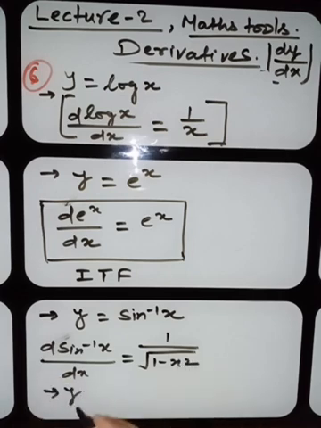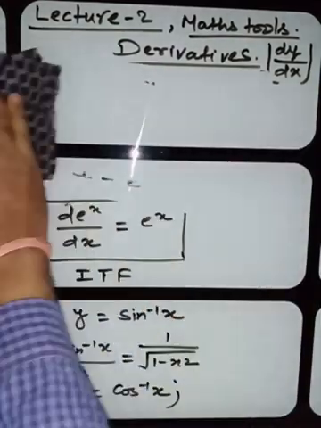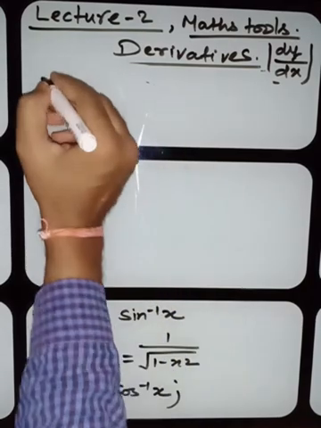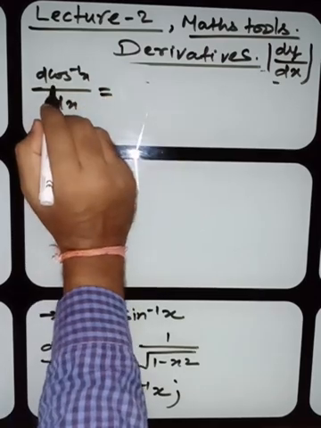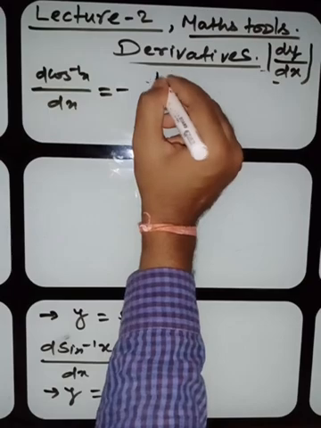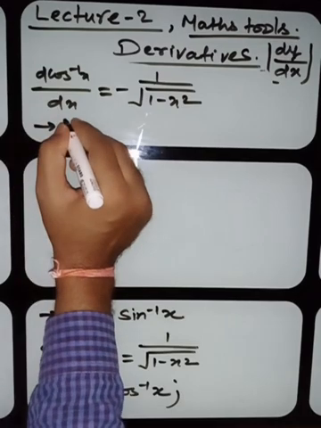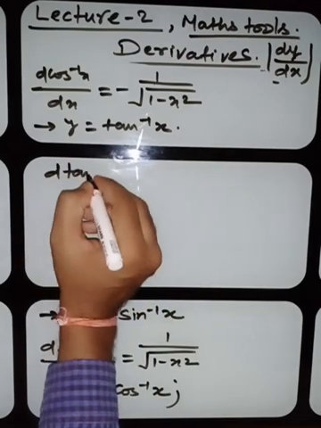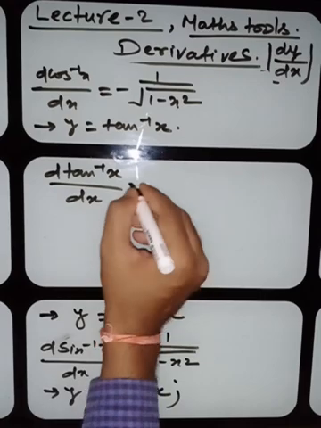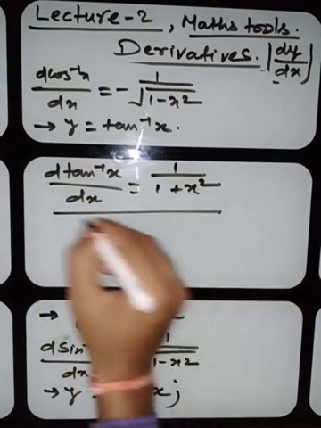The second, y equals cos inverse x. So the formula will be, here I'm writing, d cos inverse x by dx. This is starting with the co, again it will be sine and the same formula, minus 1 by root under 1 minus x square. Now third one, if y is equal to tan inverse x, then d tan inverse x by dx will be 1 by 1 plus x square. Okay, this is another formula.